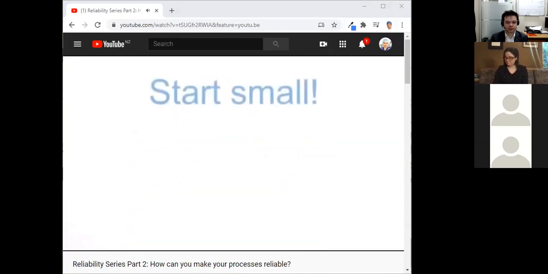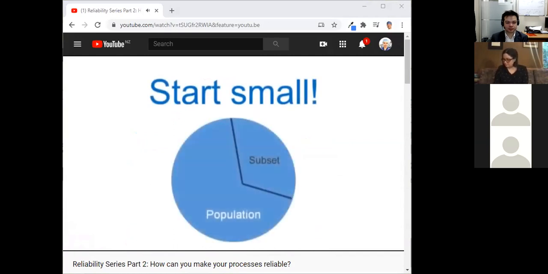The first is to start small. That is, start with a subset of your population. We know that in all situations the same process won't work for every patient, so we have to figure out which ones work best and how do we apply them in the context of the care that we're delivering.